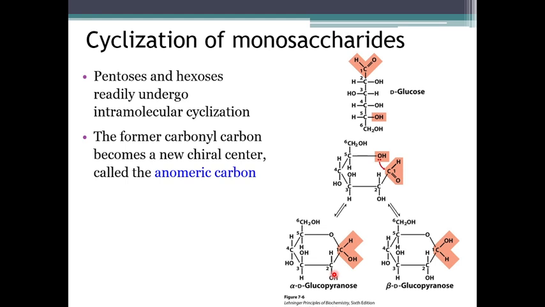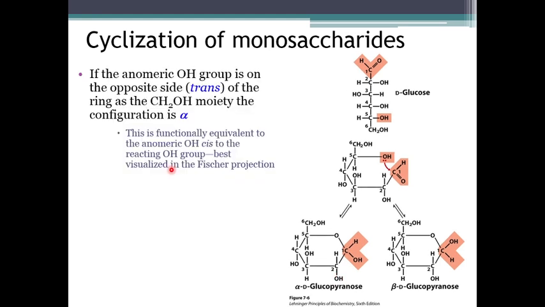Now, if the anomeric hydroxy group is on the opposite side of the ring as the CH2OH moiety, the configuration is alpha. This is functionally equivalent to the anomeric hydroxy being cis to the reacting OH group, best visualized in the Fischer projection. So the easiest way to remember is this. If you consider the stereochemistry of the CH2OH, it's up. If the OH is on the opposite side, or the trans side, then it's alpha D-glucopyranose. If this hydroxyl group is on the same side, or the cis side, then the configuration is beta. That's all that matters.